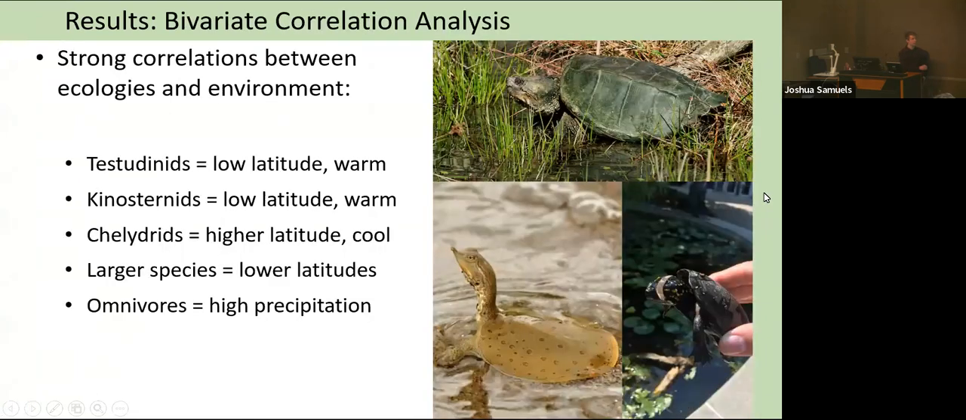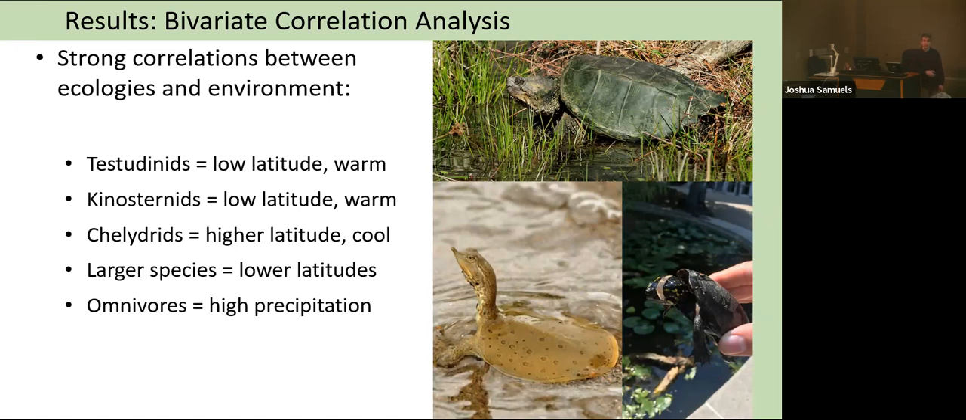So for the bivariate correlation analysis, there were some statistically significant correlations, especially between the taxonomic family groups. So tortoises, mud and musk turtles, and testudinids and chinosternids, they prefer low latitude, warm temperatures, especially tortoises. They just don't go above a certain latitude. They don't go past a certain minimum temperature.